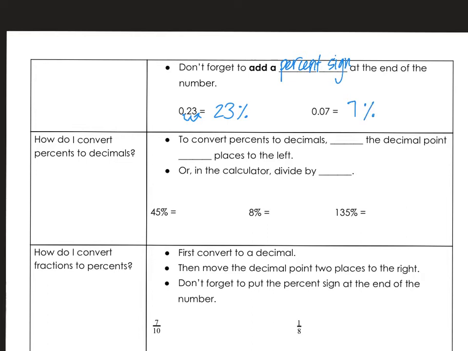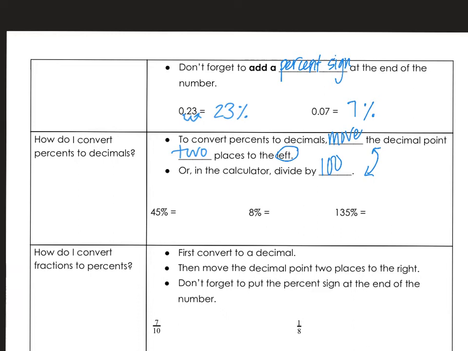So now we're going the other way. We're going to convert percents to decimals. So in this case, to convert percents to decimals, you want to move the decimal point 2 spaces to the left. Last time we moved it to the right. This time we're moving it to the left. And that is the same thing as dividing by 100 in the calculator. Okay, so this time we're moving to the left, we're dividing, whereas last time when we were going from decimals to percents, we were moving to the right and we were multiplying.